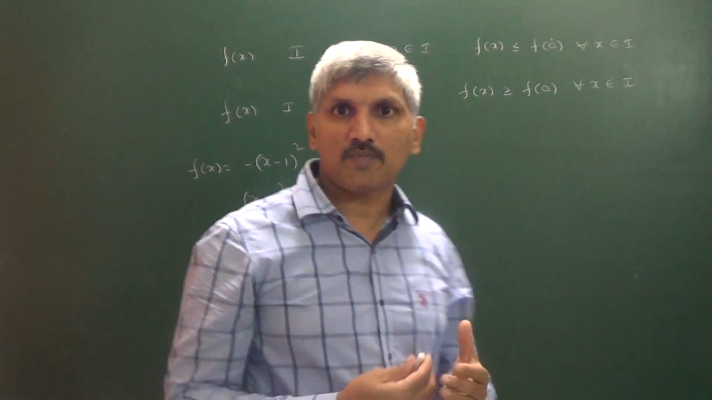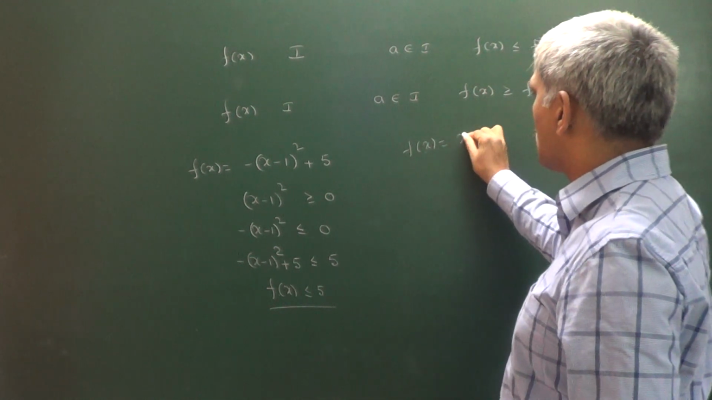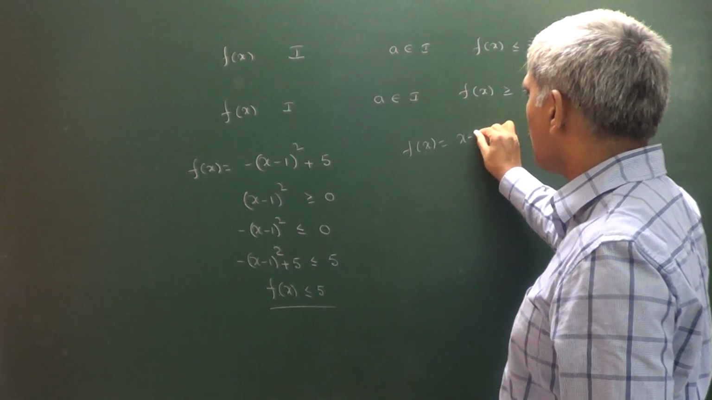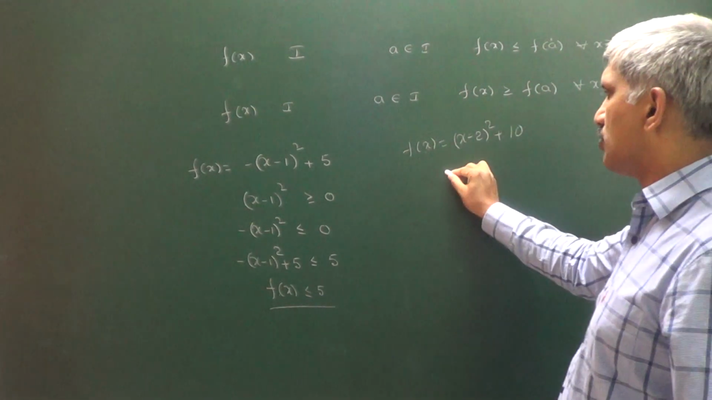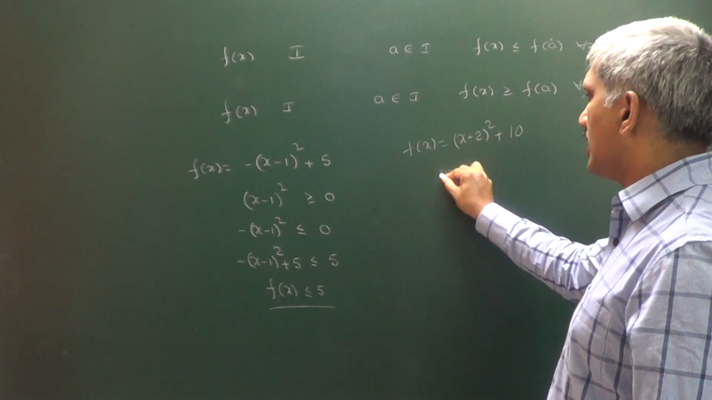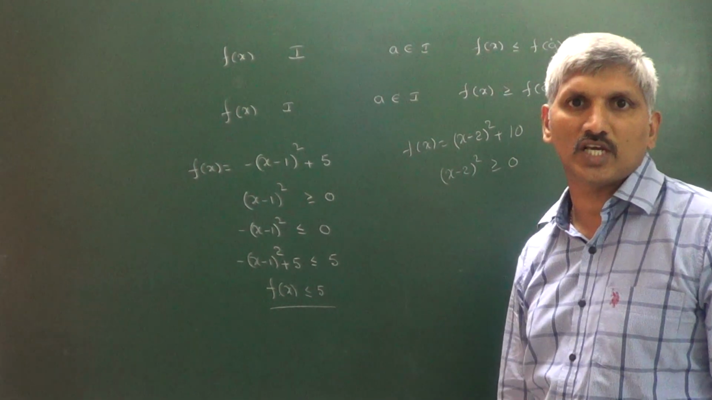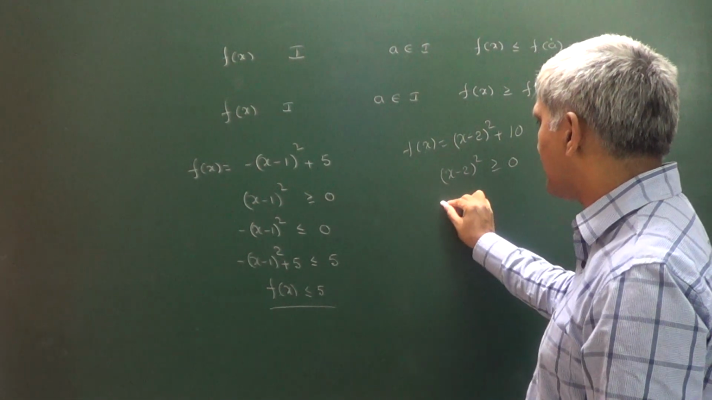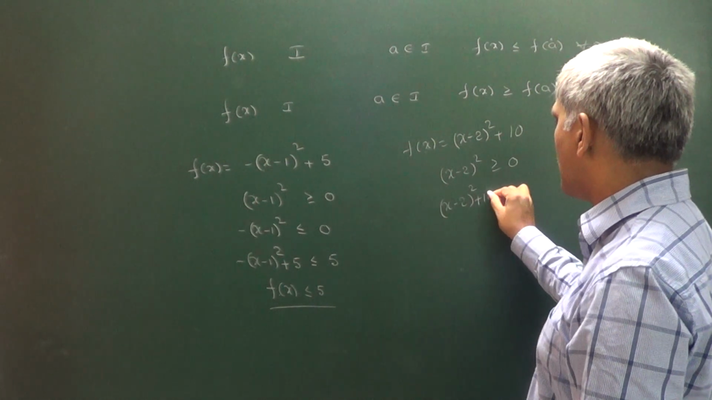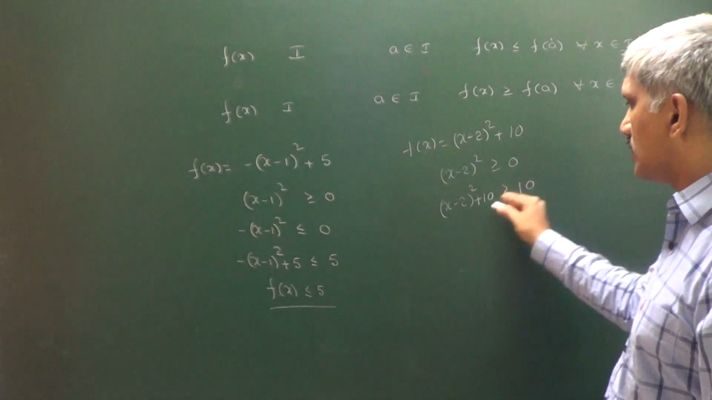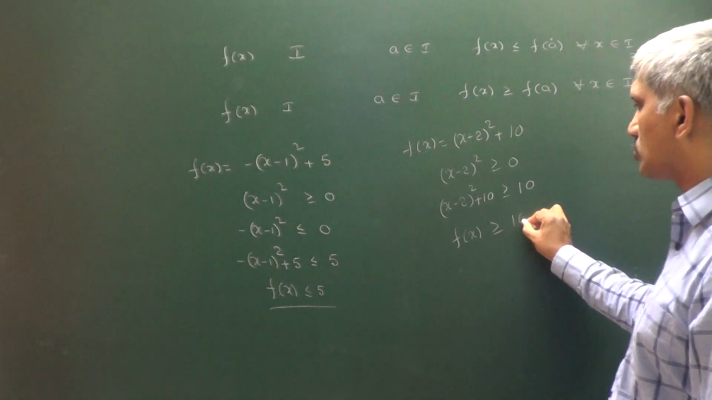F of x less than or equal to 5 means the maximum value of this function is equal to 5. Suppose the problem is given in this way: f of x is equal to (x minus 2) whole square plus 10. We know that (x minus 2) whole square is always greater than or equal to 0, because the square of a number is always greater than or equal to 0. Now add 10 to both sides: (x minus 2) whole square plus 10 is greater than or equal to 10. So f of x is greater than or equal to 10.